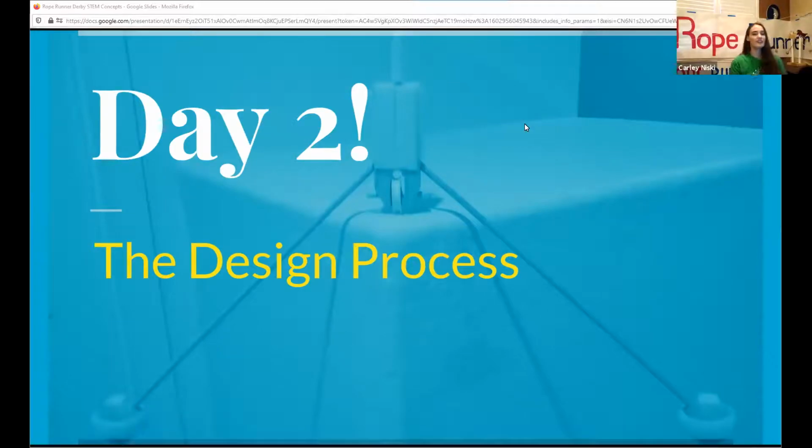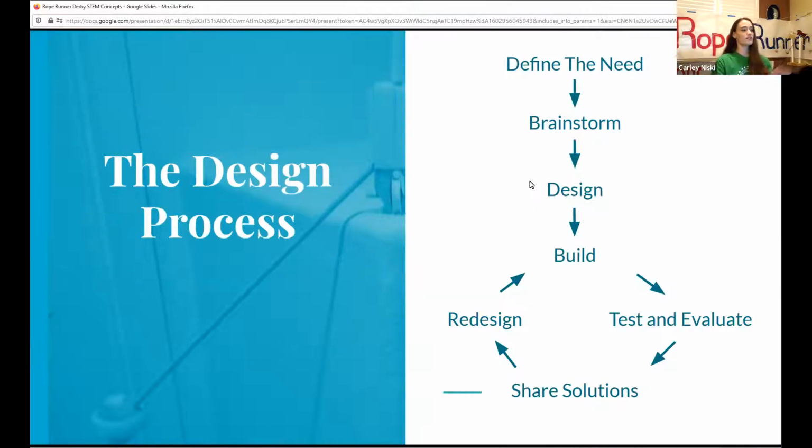Okay, here we go. Day 2, we'll be working with the design process. Okay, so here's the basic order of the design. We need to define the need, brainstorm, create our design, build our rope runner, and then we test our rope runner to see does it work, what do we need to fix, and then we redesign it based on what we find out when we test it.